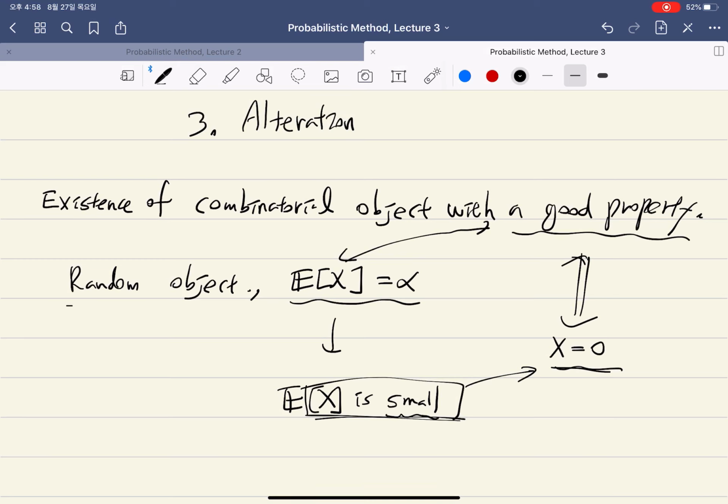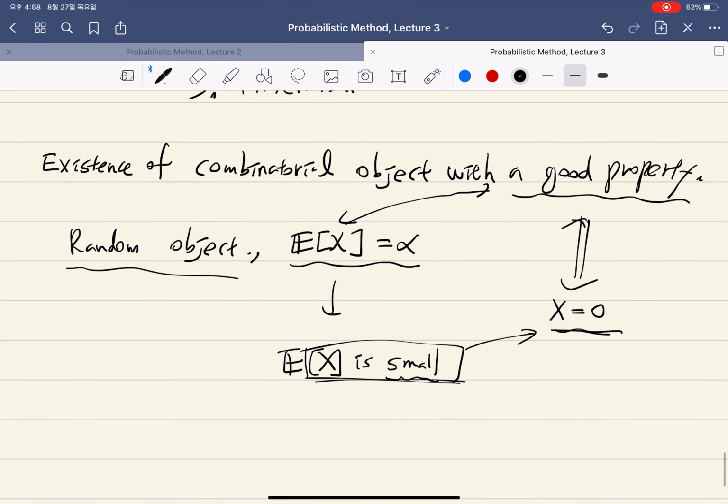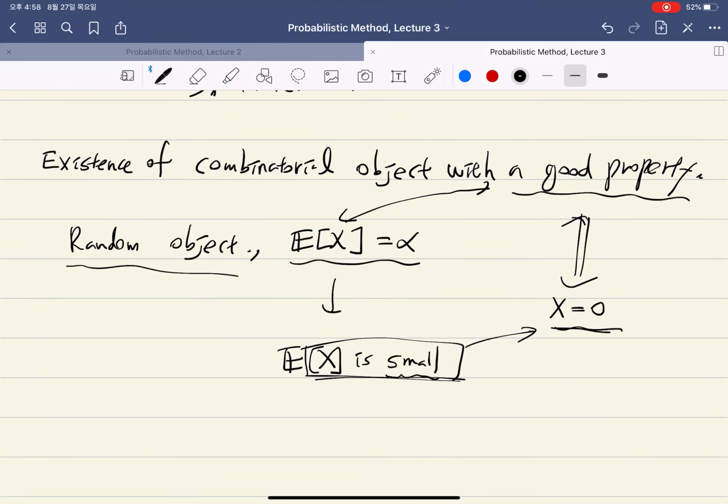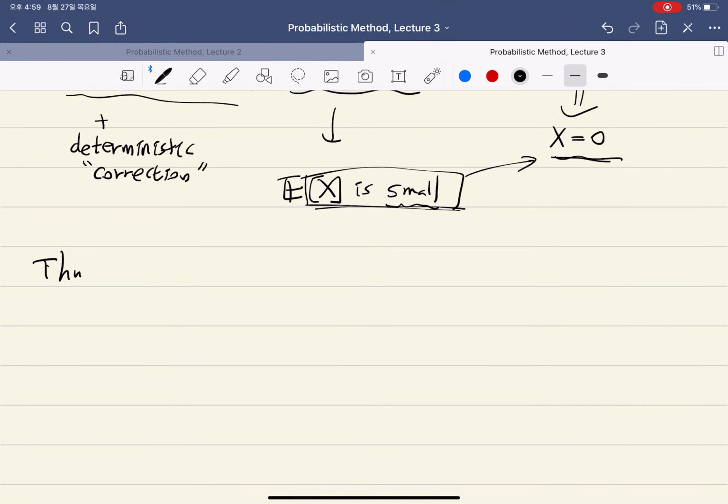So in those situations, what we can do is combine the randomness with some deterministic correction. So let's consider an example to see what I mean.